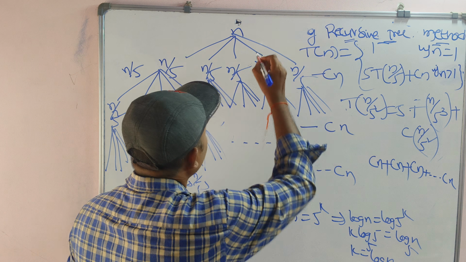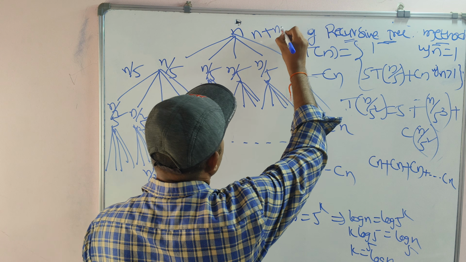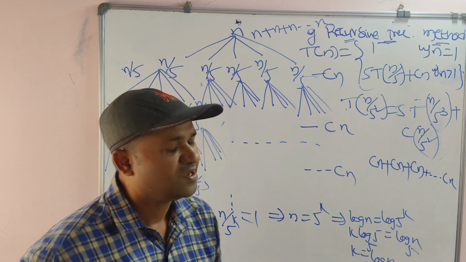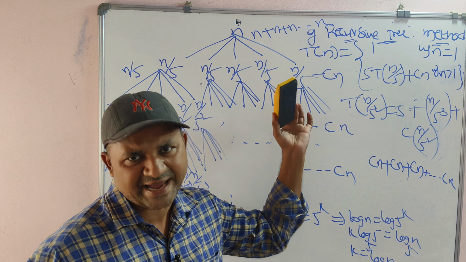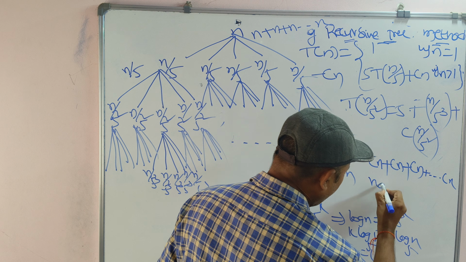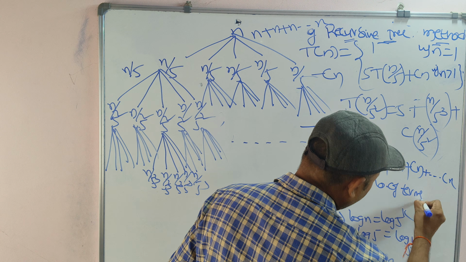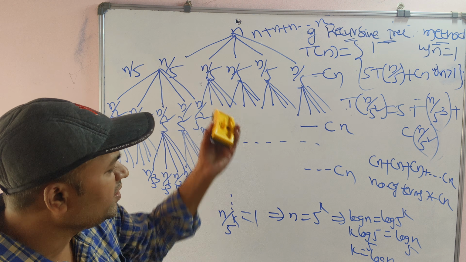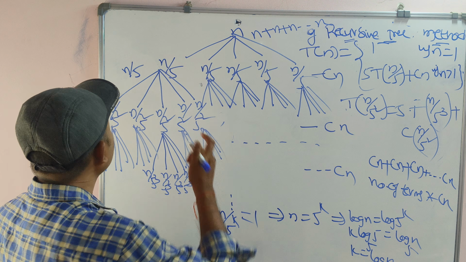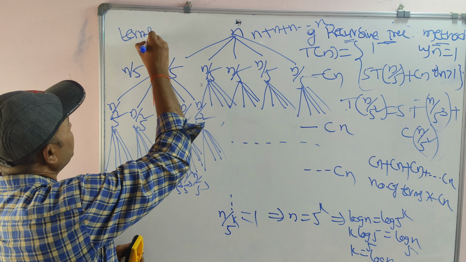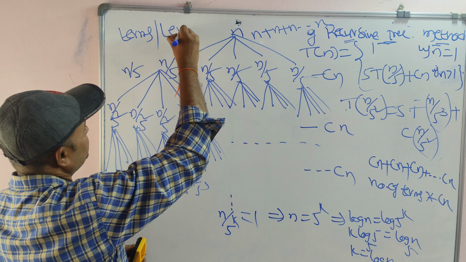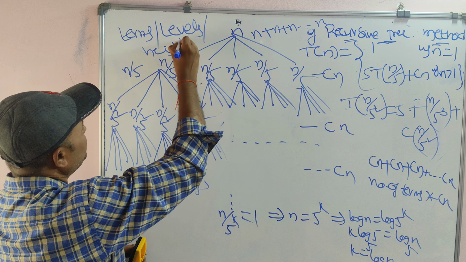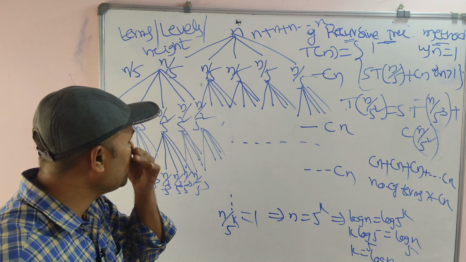So the series is like n plus n, and so on n. The formula for this series is number of terms into n. Here, what is the n value? Cn. So how many terms are there in this tree? The terms can also be called levels. In order to calculate the number of terms, we have to calculate the height of this tree.